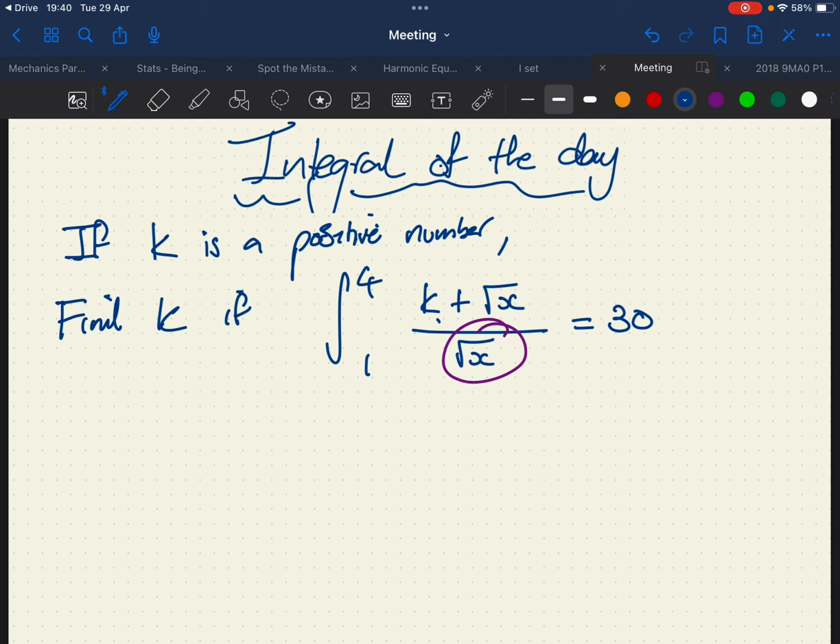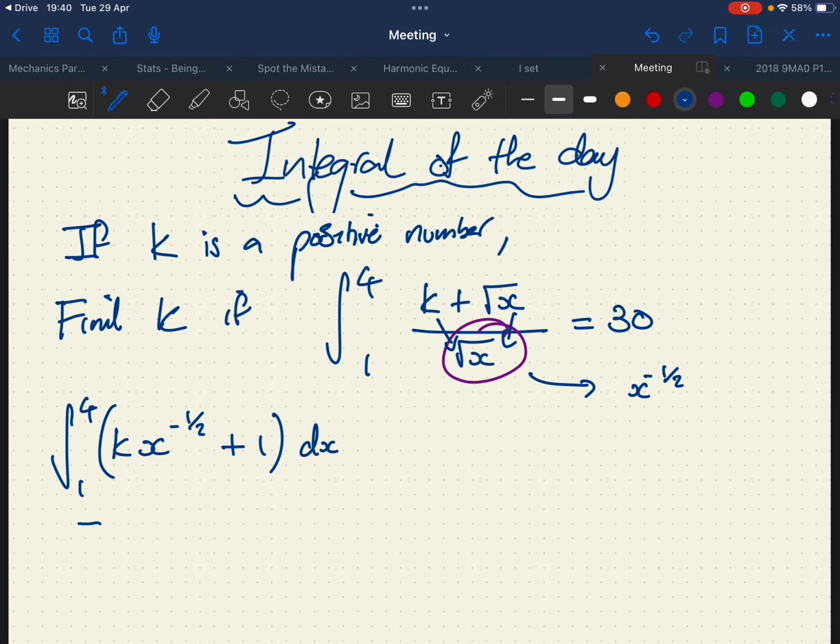So you can do it that way, or you can think of dividing the whole thing through if you prefer. So this is the same as integrating from 4 to 1. Root x means x to the half, doesn't it? And it's in the denominator, so it's a minus a half. So this is the same as k x to the minus a half plus 1. And we're going to integrate that with respect to x, and then we're going to set it equal to 30.